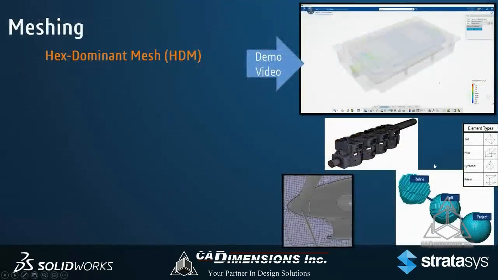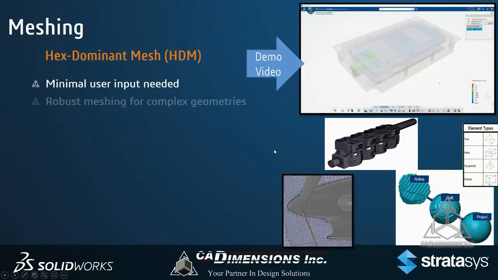The meshing is one of the really, really cool parts of the platform solution. The hex dominant mesh is probably my favorite upgrade or comparison to desktop for a couple of reasons. One, we need minimal user input. It is a robust mesher for complex geometries, and it's actually a body-fitted mesher. So what that means is it actually takes a look at the fluid volume, the abstract fluid volume, and it will build the mesh on the surfaces first, right?